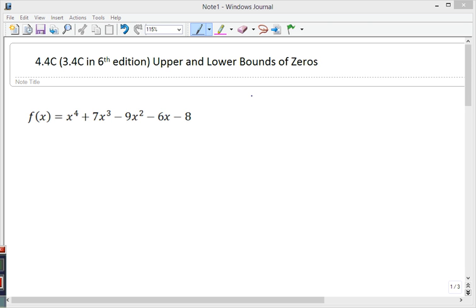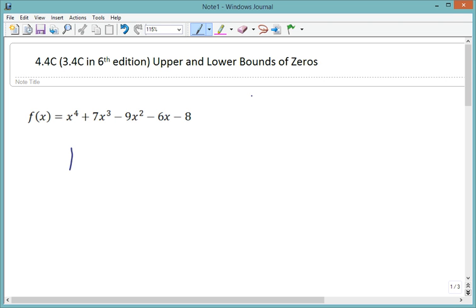So what happens, and you may notice as you do a lot of synthetic division in checking for zeros, which you will, is that once you get to a certain point, the numbers just keep getting bigger and bigger. Well, the upper bound means that there isn't a zero bigger than that, and that's when all those numbers just keep getting bigger and bigger.